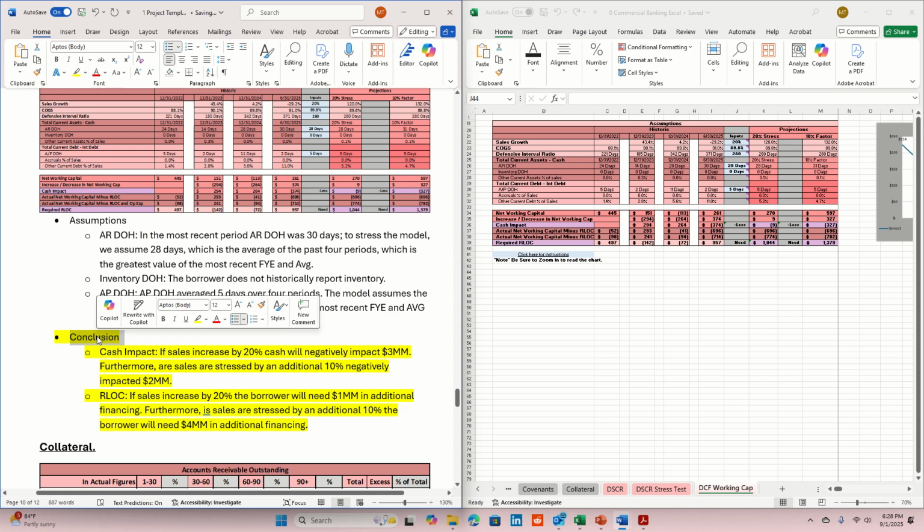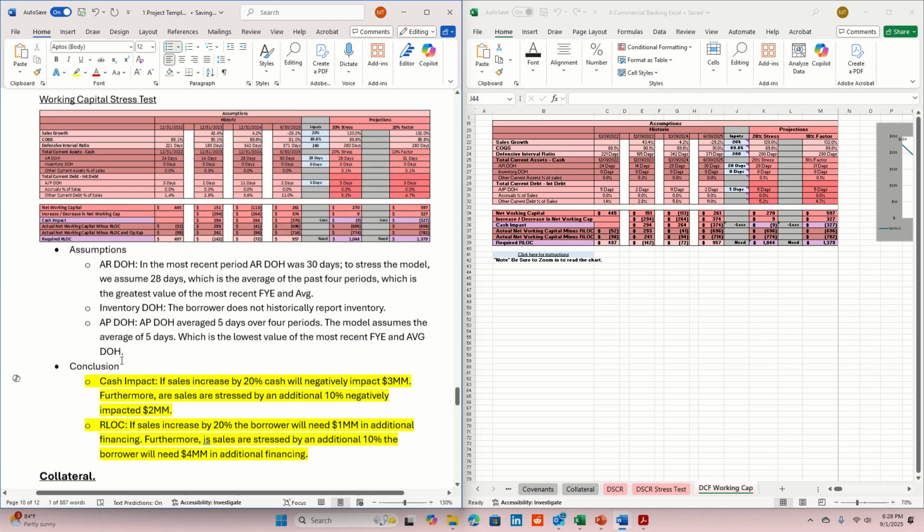Good. Okay, conclusion. Cash impact. If sales increase by 20%, cash will be negatively impacted $9,000. So that's going to be 9M. I'm pulling that from the purple cell, guys. Purple, it says it's going to be negative 9M. So $9,000 less.